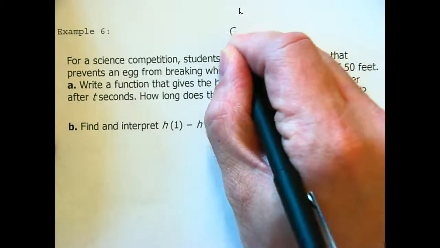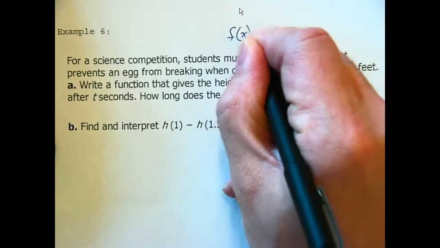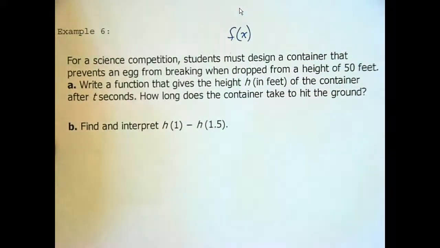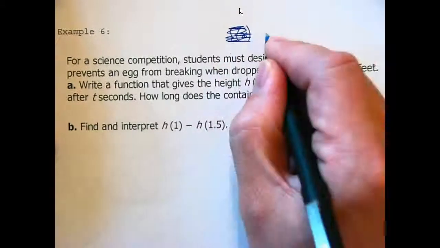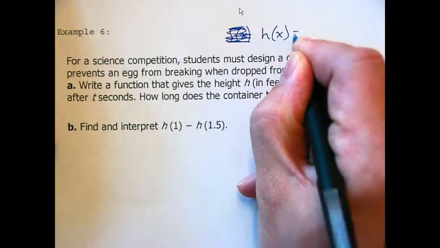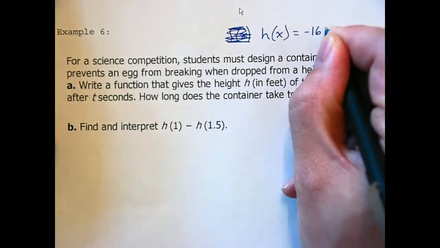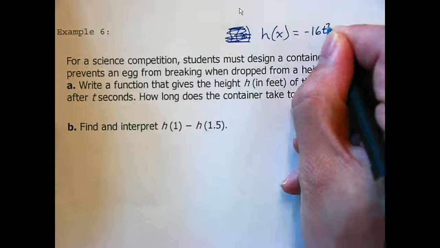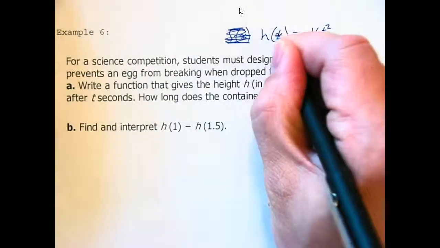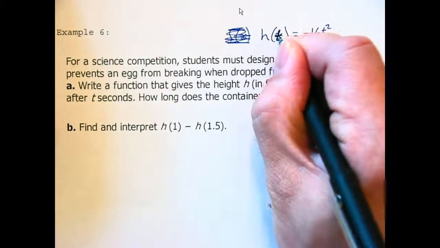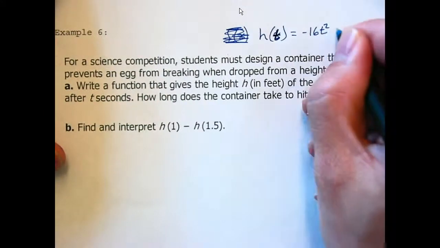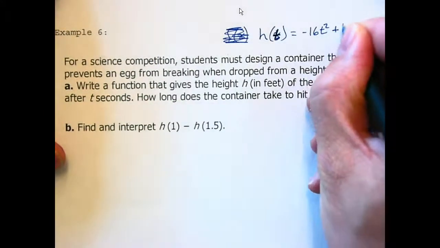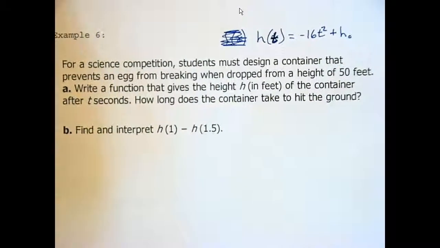Your function is f of x... Actually, we better use h of x, since they're using h. H of x is equal to negative 16t squared. So it's not x, h of t. My goodness. I know. You got to pay attention. I'm not going to keep answering questions that I've already answered. H of t is equal to negative 16t squared plus h sub 0. Where can you find that formula?